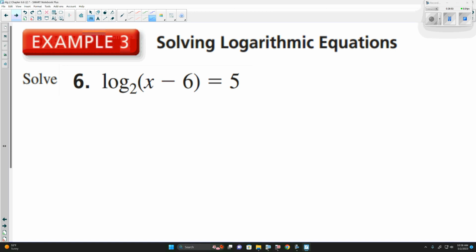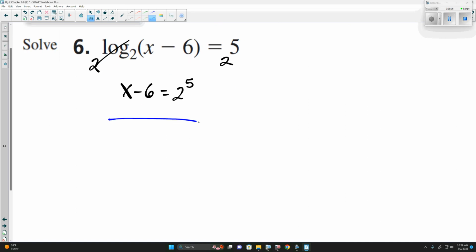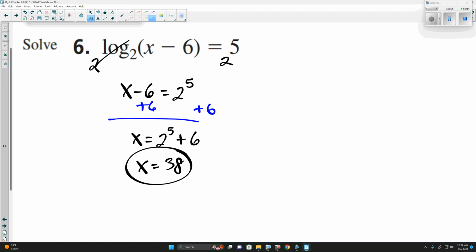Do we need to see another example of one of these? As if we did go through, we'd put both sides to the base of 2. These would cancel, telling us x minus 6 is equal to 2 to the 5th. Then we can add 6 to both sides, telling us x is equal to 2 to the 5th plus 6. 2, 4, 8, 16, 32. So x should be 38, I believe. But that's it. Questions on any of this here?